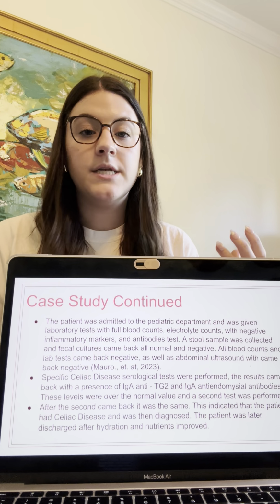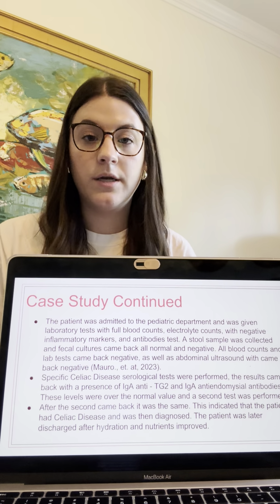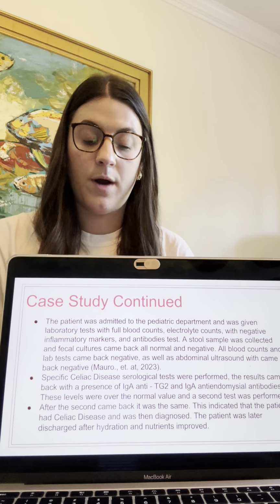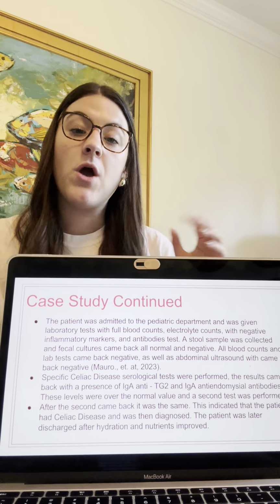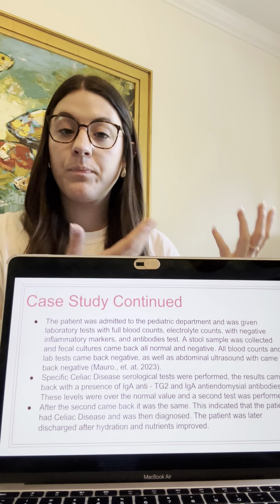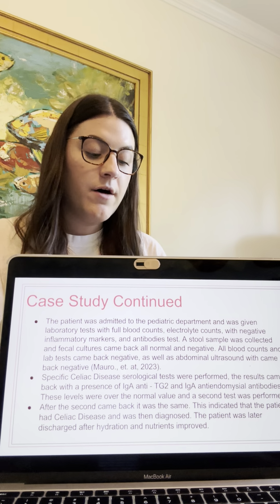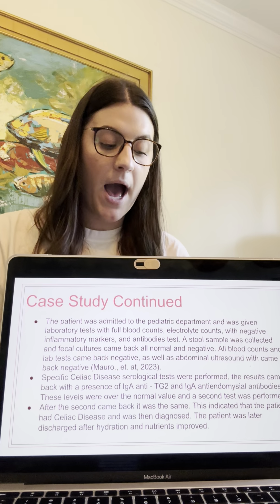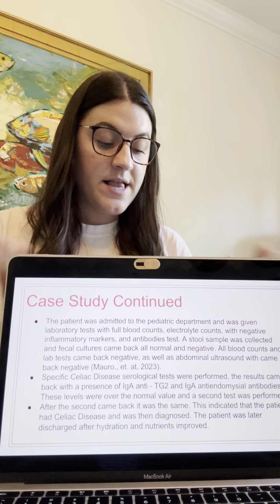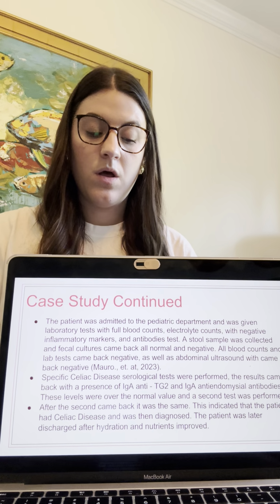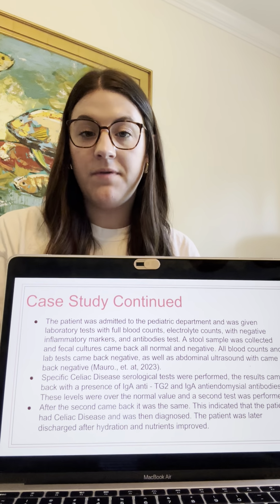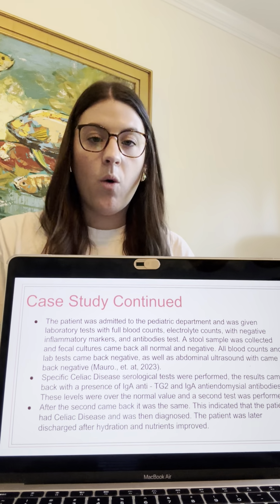that included full blood tests with leukocyte tests, red blood cell tests, with also electrolyte counts, inflammatory markers, and antibody tests. They also collected a stool sample from the child, and fecal cultures were done. All of the blood counts and blood tests came back negative or in normal range. They did an abdominal ultrasound, and that came back negative, normal as well. And all of his vitals were normal as well, all within range.